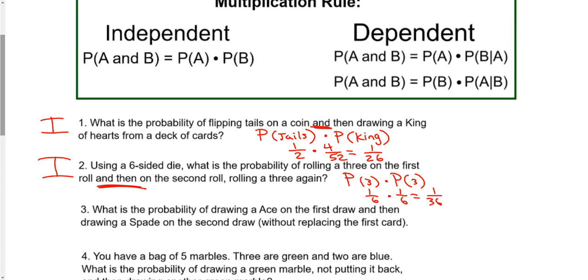So when you're rolling a die, if you want to get the same number twice, it could happen, but it's not very likely. You have a 1 in 36 chance of doing that. And what that means in real life is you would have to throw the die 36 times for it to come up once. That's what 1 in 36 means.